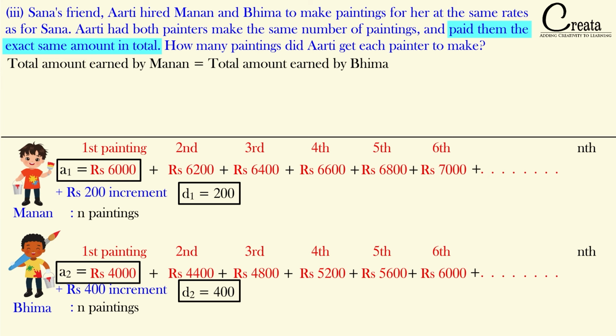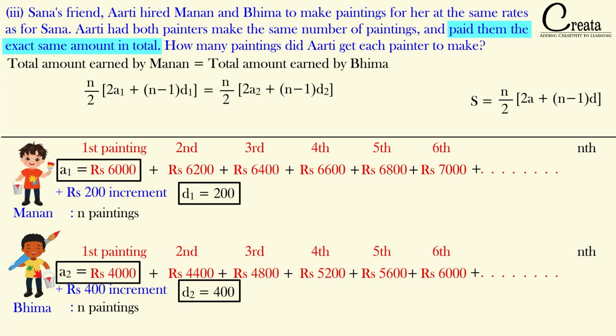Both are getting the same amount of money. It means if we add all the amount of money that they get for each painting, the totals will be equal to each other. So what is the formula of the sum of an arithmetic progression series? This is the formula. And the sums of both the series will be equal to each other.